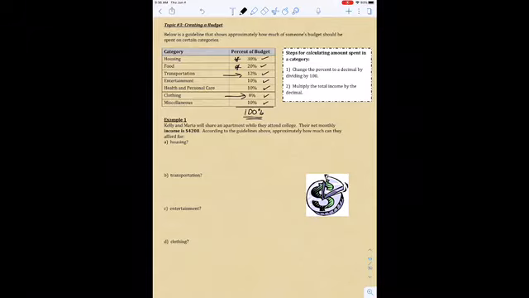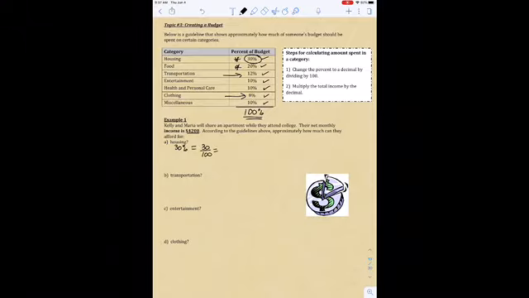It says Kelly and Maria will share an apartment while they attend college. Their monthly income is $4,200. According to the guidelines above, approximately how much can they afford for housing? So if we look at housing, the recommendation is 30%. And of course, to change a percent, we never multiply anything by a percentage, because a percent means out of 100. So this would be 30 divided by 100.